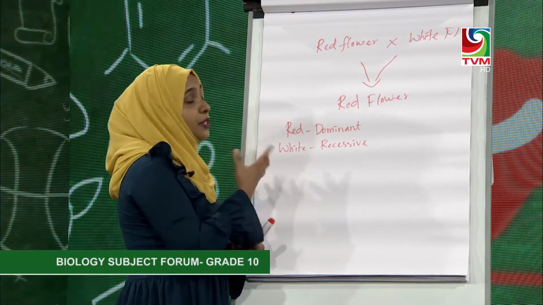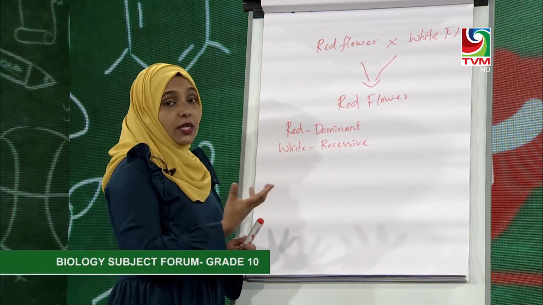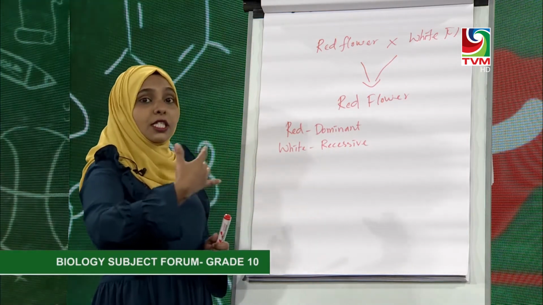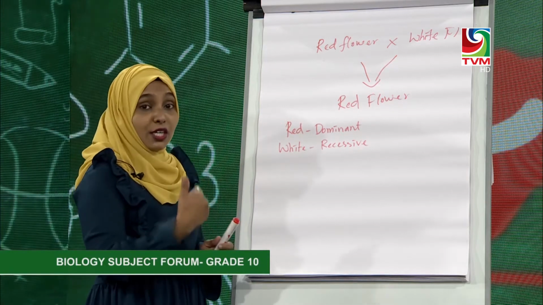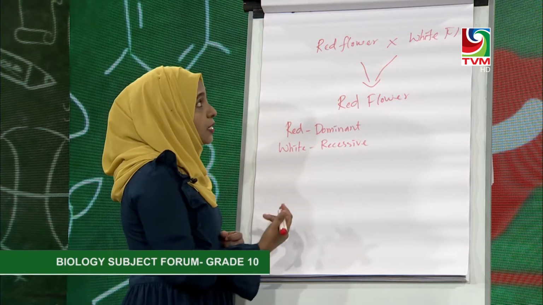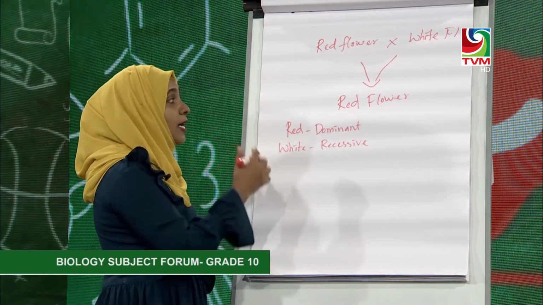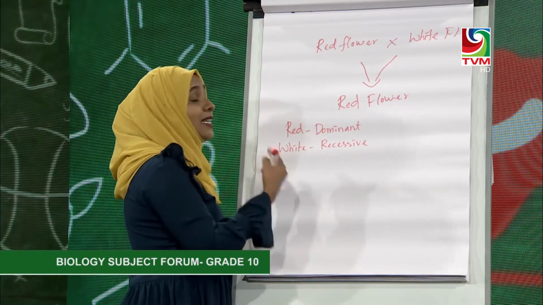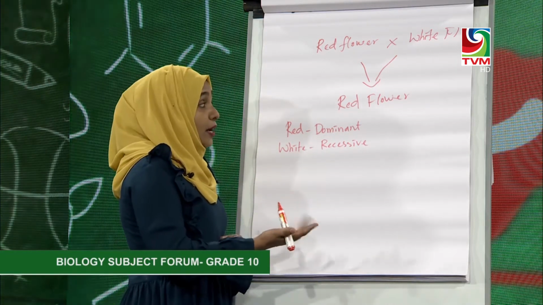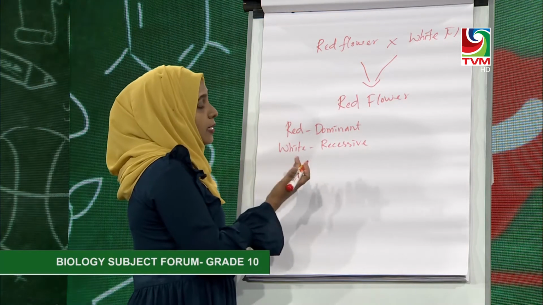Now, when we do a genetic diagram, we use these terms: phenotype, genotype, heterozygous, homozygous recessive, homozygous dominant. I am going to introduce you to all these terms. First of all, red and white. Now that we know red is dominant, let's take a letter. We use a letter to draw a genetic diagram.